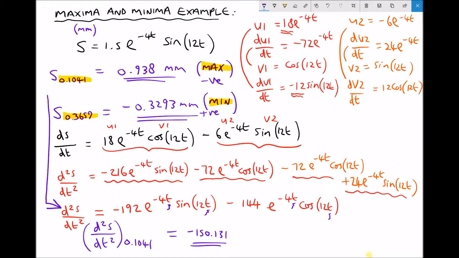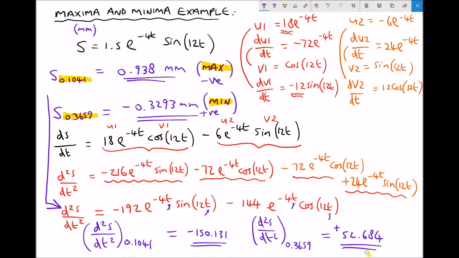Let's repeat for our second turning point. So we have d squared s by dt squared with a value of t of 0.3659, and inputting 0.3659 into the function above, we get an answer of 52.684, which again is positive, meaning that we have a minimum when t equals 0.3659.